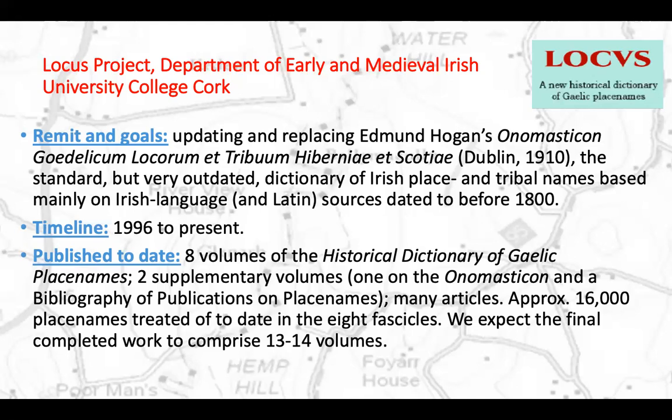So thus far, we have 8 volumes of the Historical Dictionary published, 2 supplementary volumes, one on the scholarship concerning the Onomasticon, and many of our colleagues were involved in that, and a bibliography of publications on place names, along with many articles. Now, I did a count recently of the 8 volumes which have been published, and there are approximately 16,000 place names treated to date in the 8 fascicles.